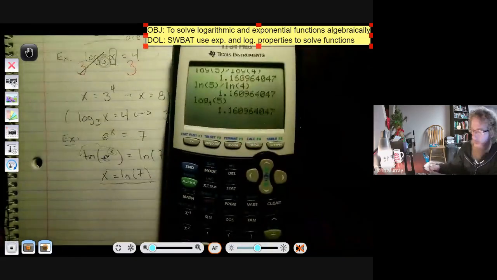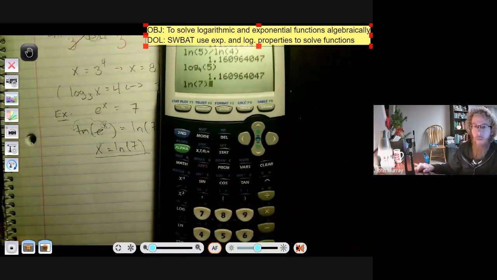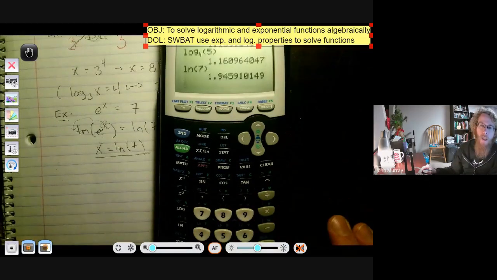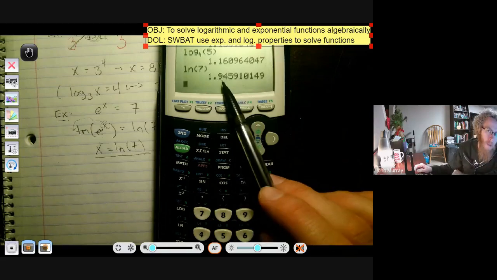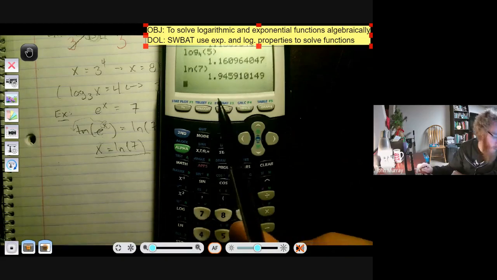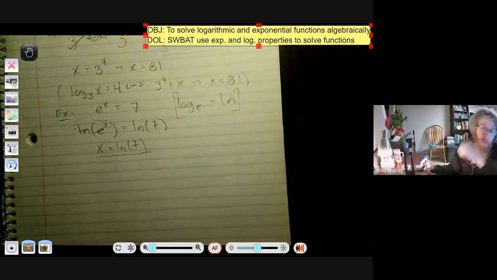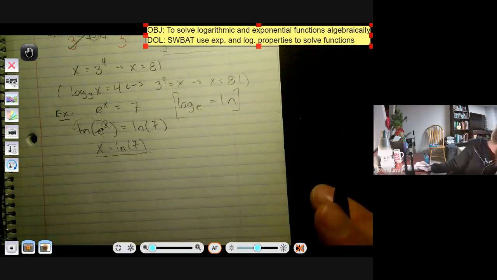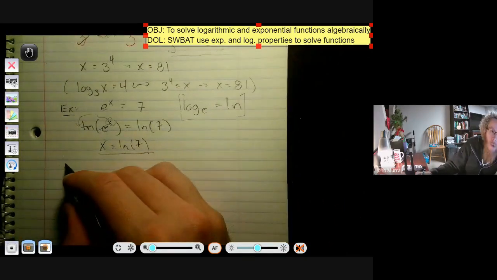But if they asked you to do it, right, you would just hit the ln button here, type in 7, and there I would say 1.946. Okay. Usually rounding to the thousandths place is pretty accurate. So if I'm asking you, I'll usually say 3 decimal places, right? So 1.94, and then we'll round that up to a 6. All right. Let's take a look at one more before we get into some harder stuff.